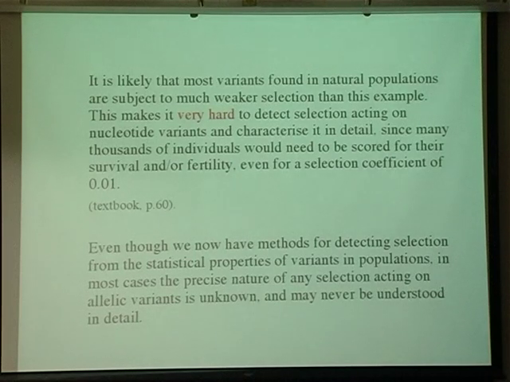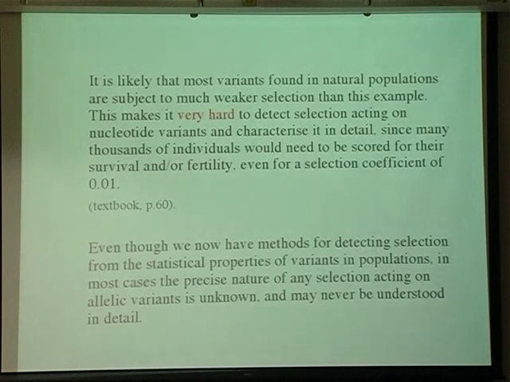Okay, so can we apply this to data on variation in populations? The problem is, most variability probably involves things which are much more weakly selected than sickle cell hemoglobin. That's probably the tip of the iceberg. It makes it very hard to detect selection on nucleotide variants. There's a calculation in the book which shows that if you have, say, a selection coefficient of just 1%, a selective difference between two classes of individuals of 0.01, you'd have to measure something like 10,000 individuals to detect with some statistical confidence that they've got a difference in fitness.